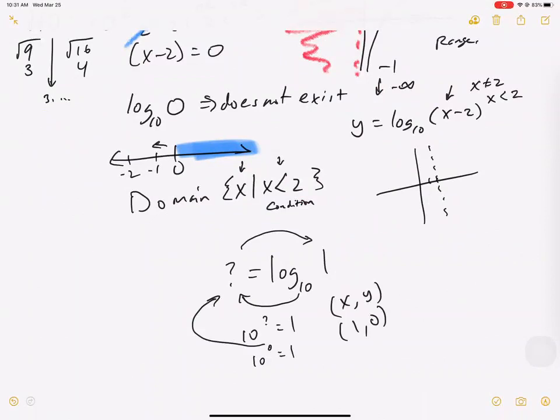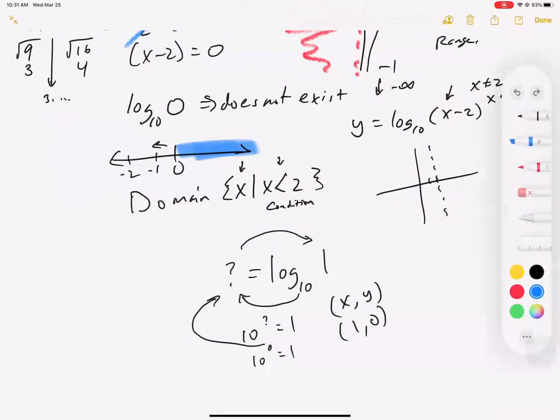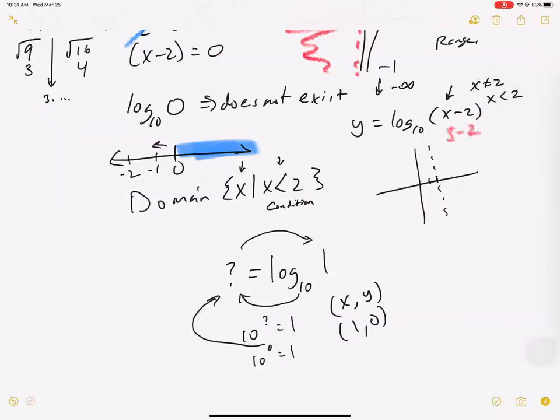Okay. Now, for this problem, how can I make this expression equal to 1? What minus 2 is 1? How about 3? Isn't 3 minus 2 1? Which gives us our log of 1. So at 3, our y value is 0. 1, 2, 3. And that's 3 here.